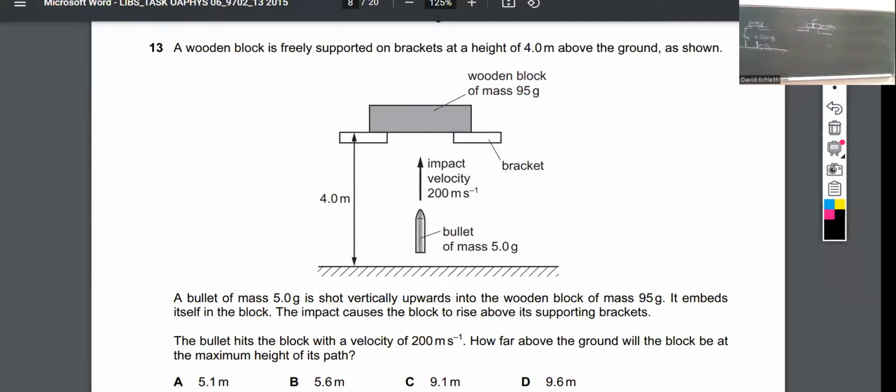Schleif with another physics question, and this is a ballistic pendulum question, as you can see on the screen. A wooden block freely supported on brackets at a height of 4 meters above the ground, as shown. We're going to fire a bullet whose mass is 5 grams, moving 200 meters per second into that wooden block, and we want to calculate the height of the block above the ground. Don't forget to add back in these 4 meters once you've calculated how high above the bracket the wooden block, bullet combined system will go. Let's jump over to the chalkboard.